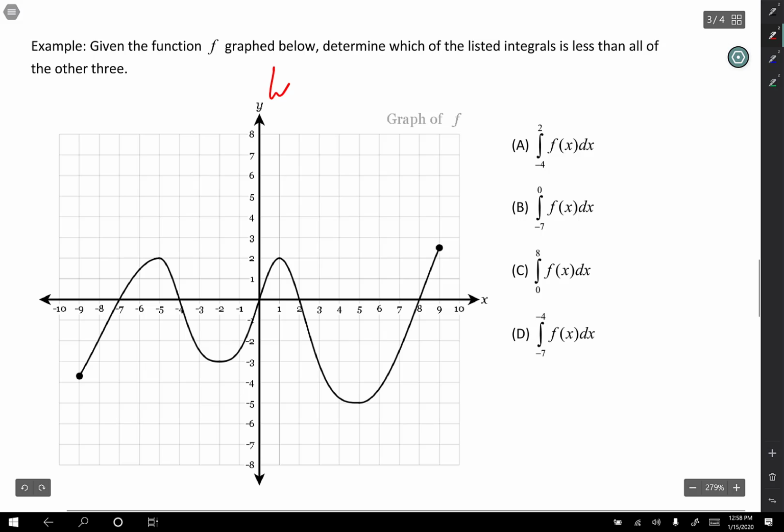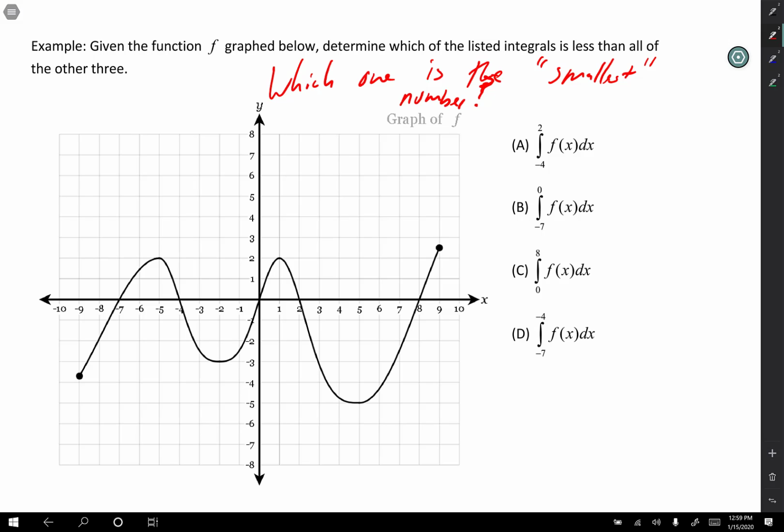So let me read. Which one is the smallest number? Remember, the more negative it is, the smaller it is. So negative 100 is smaller than 1,000 or whatever. Cool? Or than 5. Negative 100 is smaller than 5.